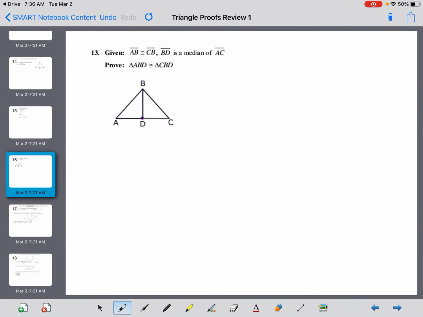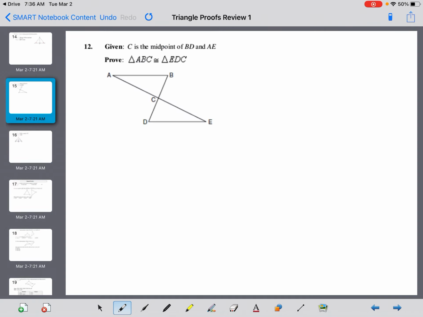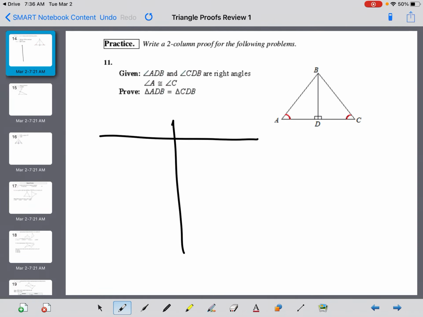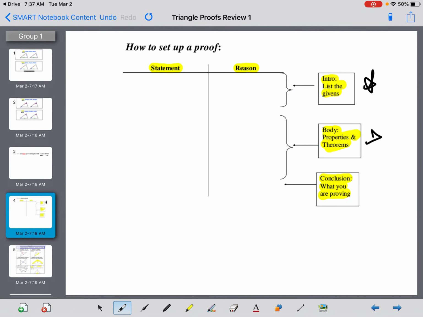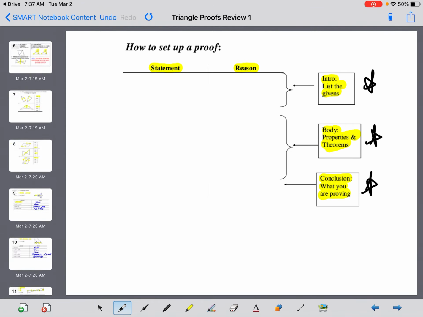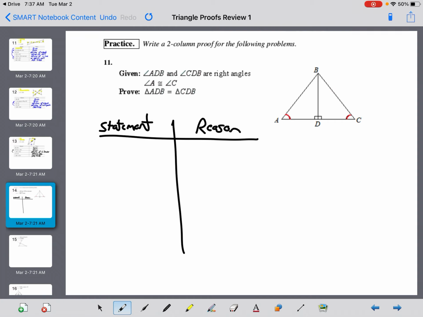All right, so 11, 12, 13. You need to be able to write these proofs on your own. So give your statement and your reason chart. Remember, go back to the beginning if you need help. You have your intro, you have your body, and you have your conclusion. Okay, your givens are angle ADB and angle CDB are right angles. And that's a given. And to make things easier, I would label.